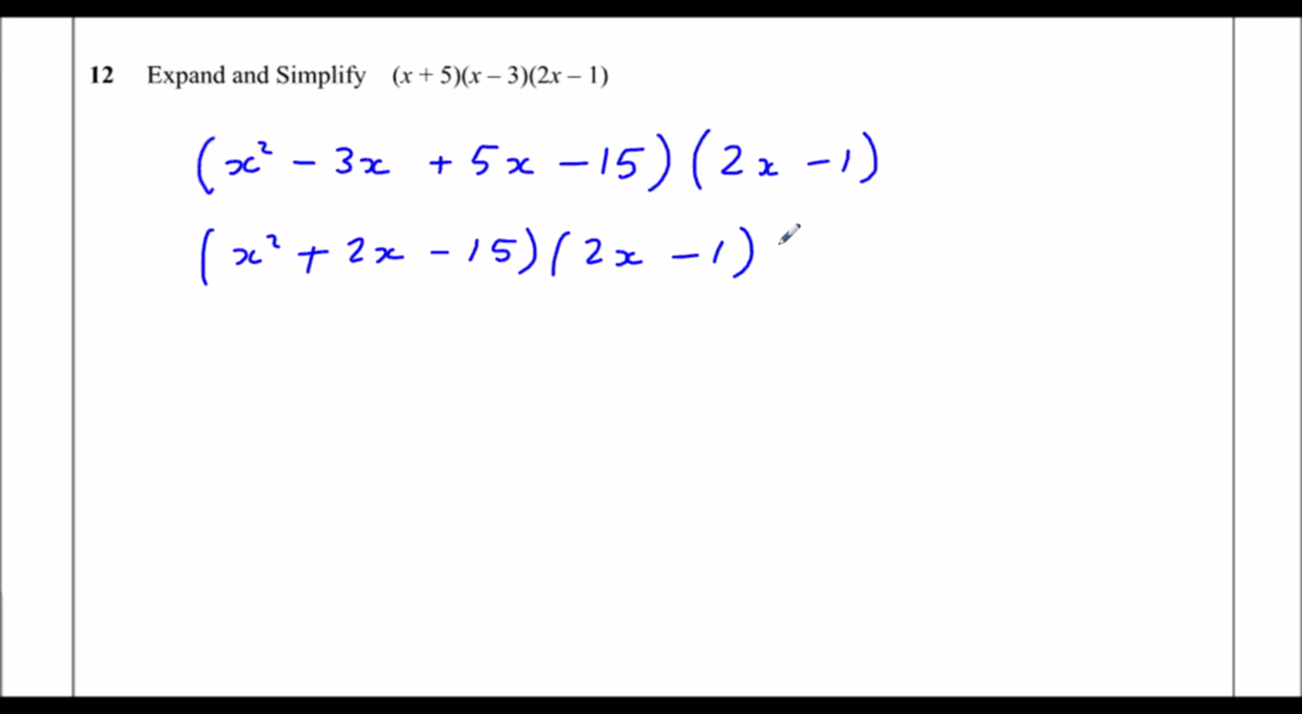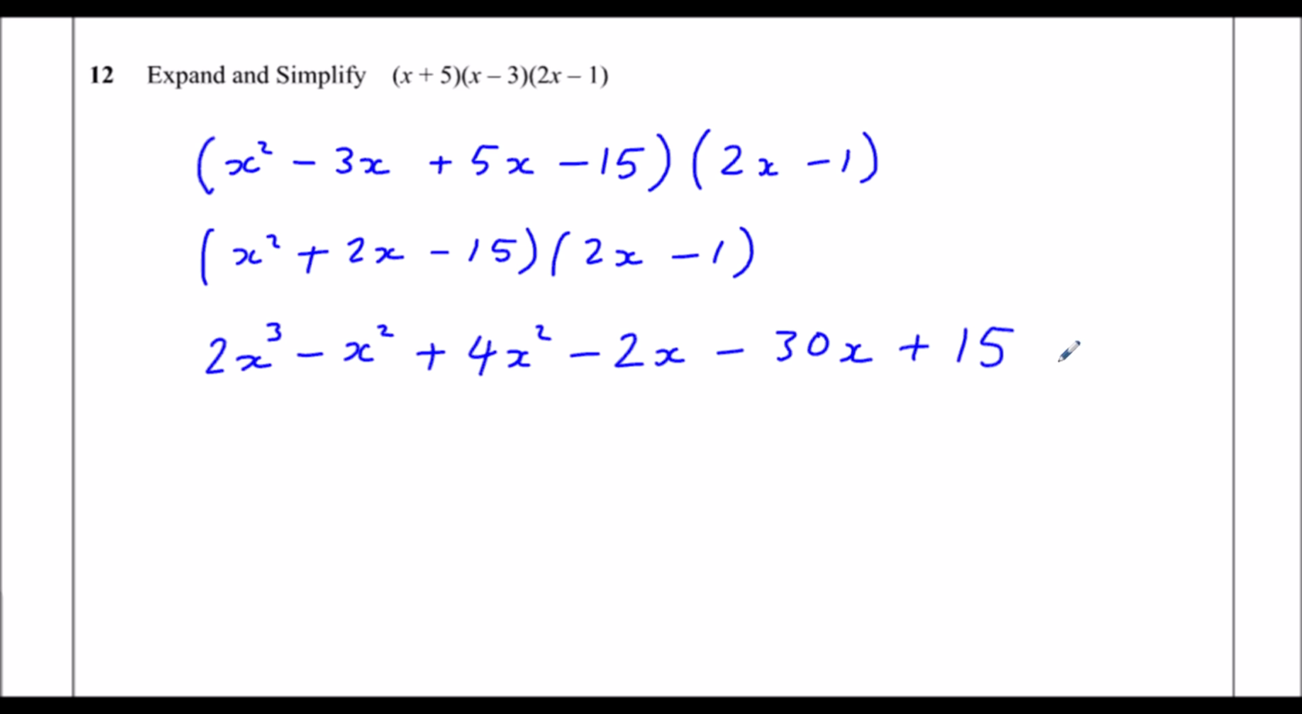So I've expanded the first 2 and simplified them. Now I'm going to expand again. So I'm going to multiply all 3 terms in the first bracket by both of the terms in the second bracket. So x squared times 2x, 2x cubed, x squared times negative 1, minus x squared. 2x times 2x is 4x squared. 2x times negative 1 is minus 2x. Negative 15 times 2x, negative 30x, and negative 15 times negative 1 is a positive 15.